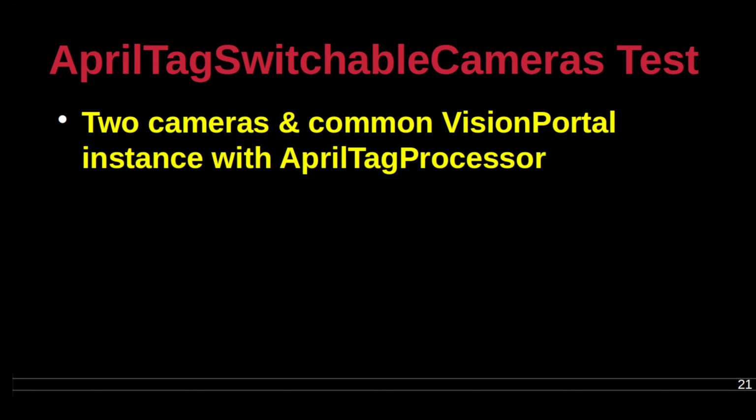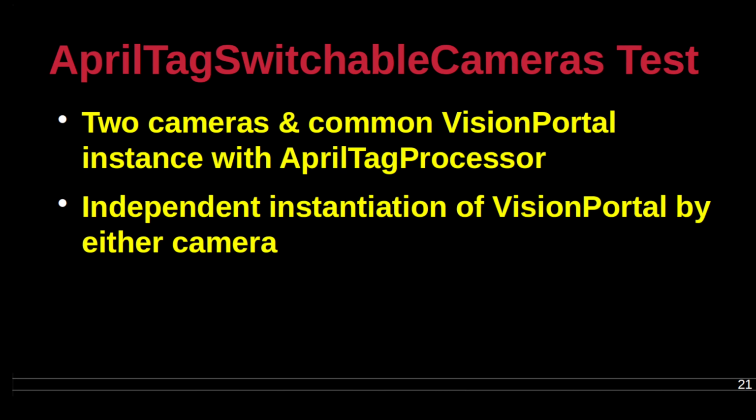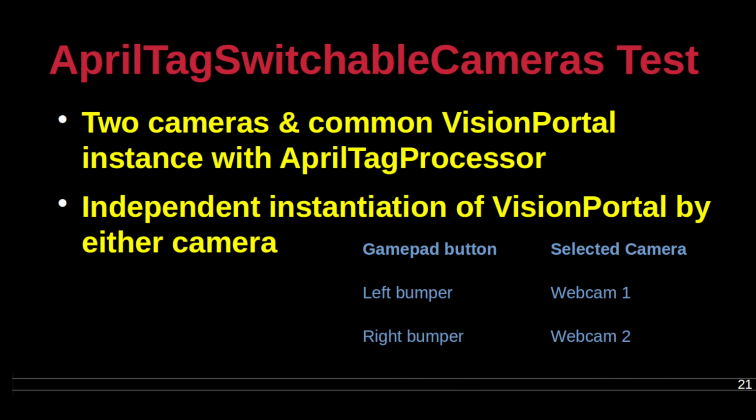This test is a basic introduction to using multiple cameras on the robot. There are many use cases for this feature. 2 cameras are used in this Opmode with a single instantiation of the Vision Portal entity to process April tags only. The gamepad buttons, as shown on the slide, permit the operator to switch from one camera to the other.